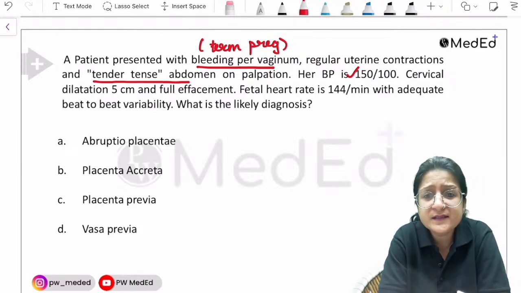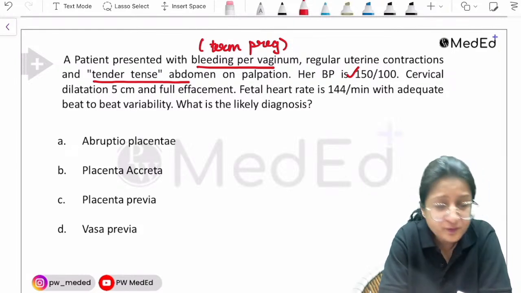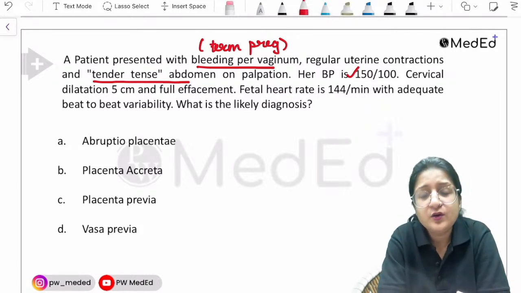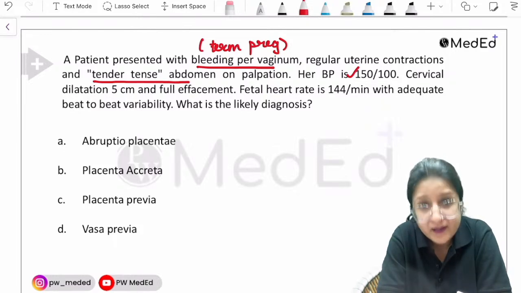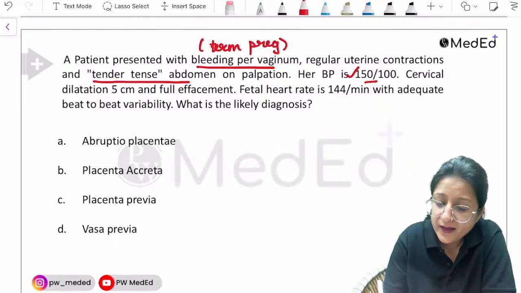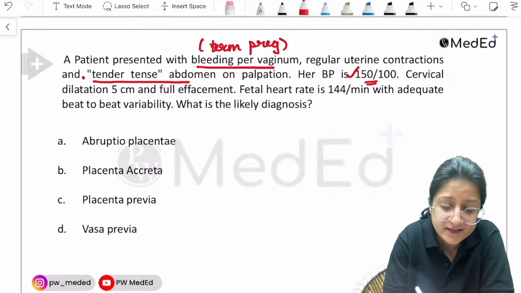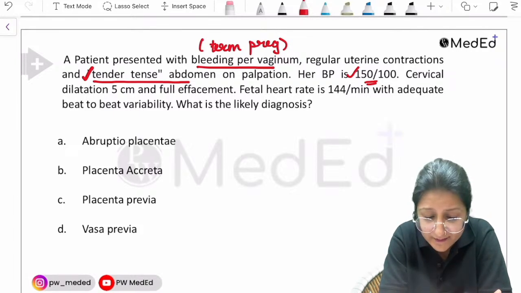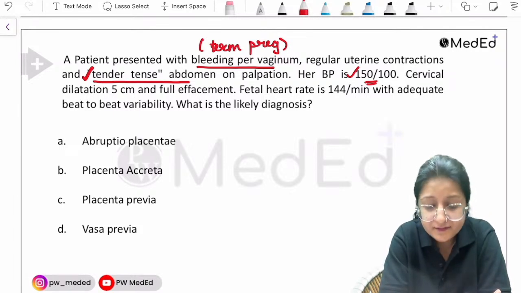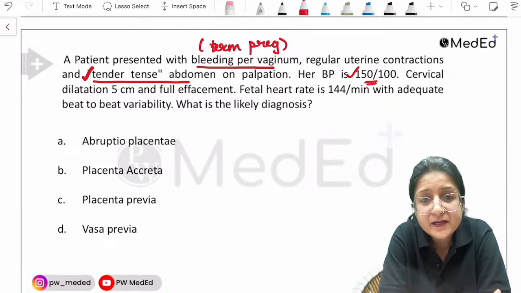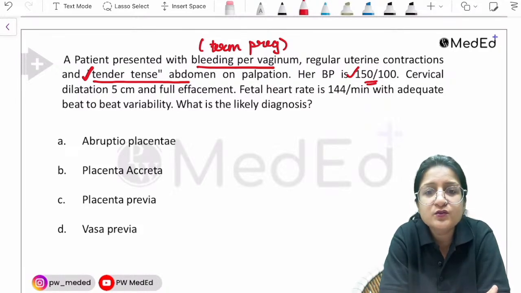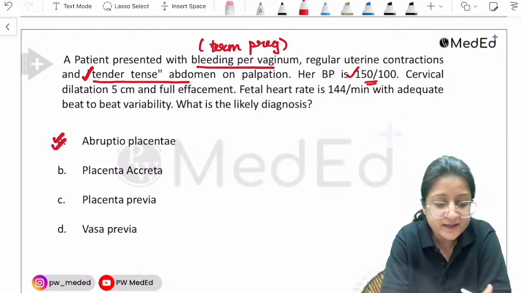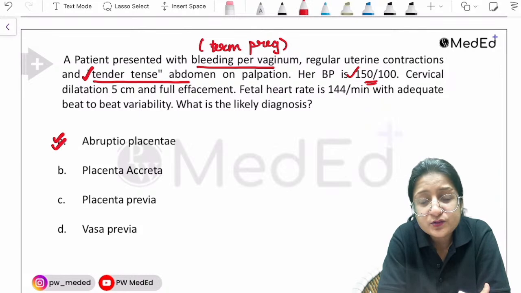Where is the information that it is placenta previa? Where is the information that the placenta is in the lower uterine segment? Have they told you in the question anywhere? No, they have not. The fact is that there is a history of high BP, and there is a tense and tender abdomen on palpation, right? And somebody actually did a PV and mentioned cervical dilatation 5 centimeter and full effacement. So on PV, there is no placenta anywhere, right? So this is abruptio placentae. That's your diagnosis.